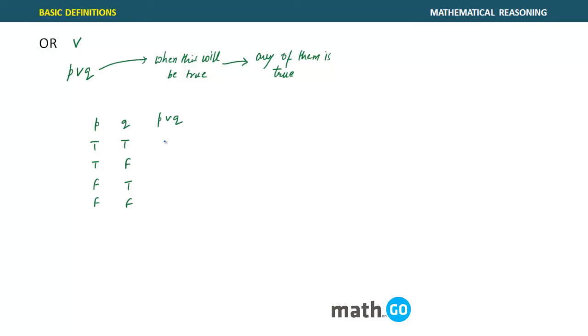Here both of them are true, obviously true. Here P is true, but Q is false, no problem, it is true. Here there is one T, true. Here both are false, now the answer will be false. So now you can compare: if I draw P intersection Q, or P and Q, it was true only when both of them were true. So this was the truth table for P and Q. This is the truth table for P or Q. These are the very basic stuffs that you have to remember.